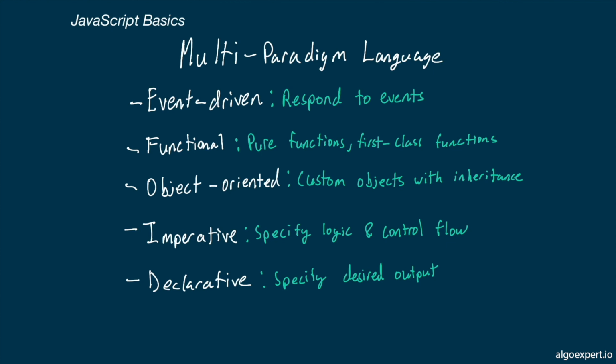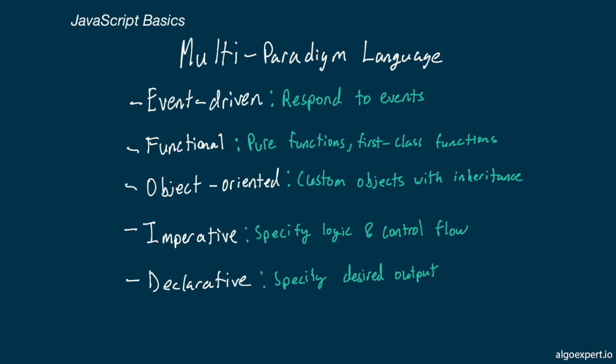First, JavaScript is known as an event-driven language. This is arguably the most unique feature to JavaScript. We'll see more throughout the crash course, but essentially this just means that our code will run in response to events, such as a user clicking on an element.